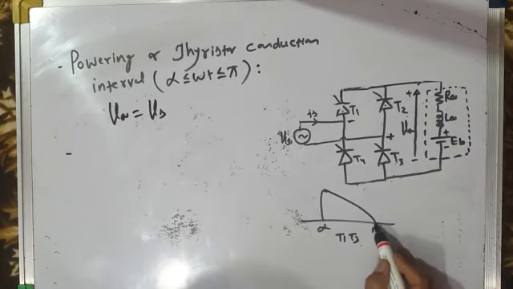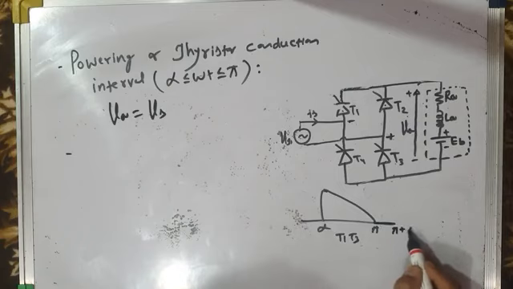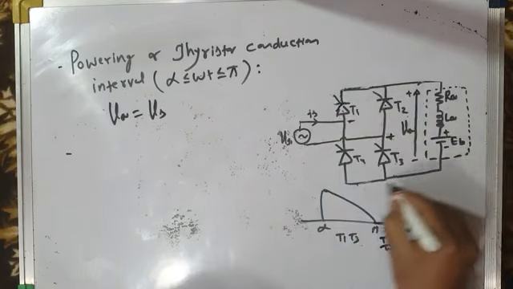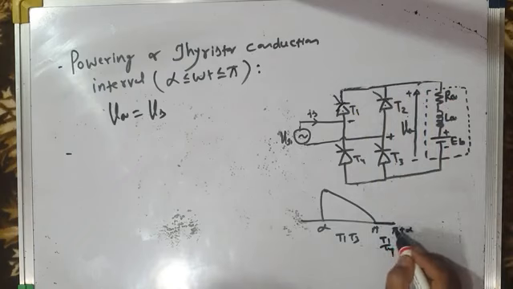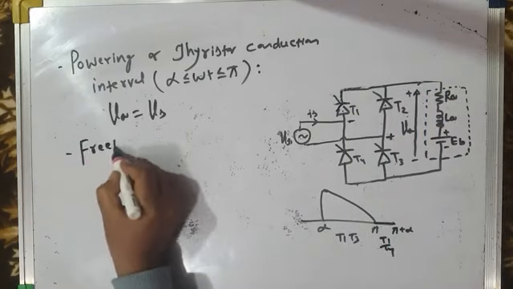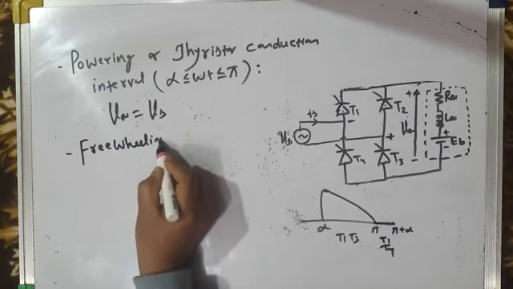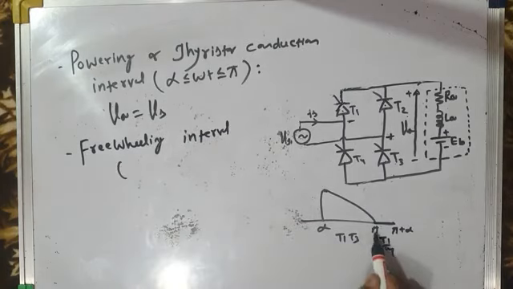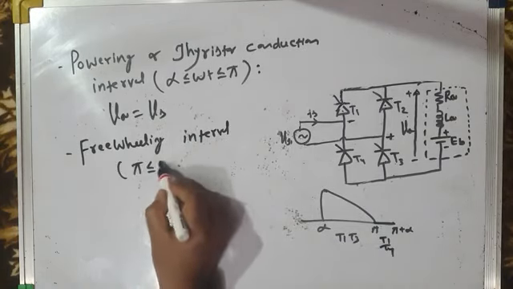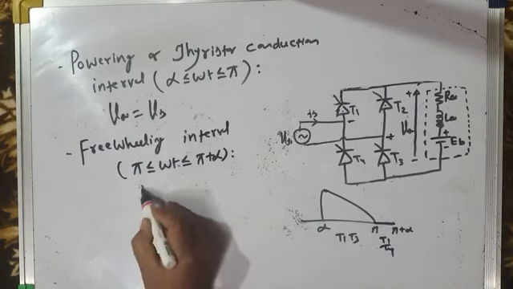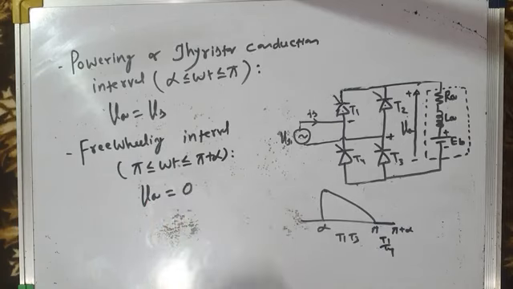And what is the second interval? Second interval is from pi to pi plus alpha. From pi to pi plus alpha, T1 and T4 pair conducts, T1 and T4, and it provides freewheeling action. And what is load voltage during this period? Zero. So second mode is freewheeling mode. I will write here freewheeling interval. And freewheeling interval is from pi to pi plus alpha. Pi less than or equal to omega t less than or equal to pi plus alpha, and during this interval load voltage or armature voltage is zero.